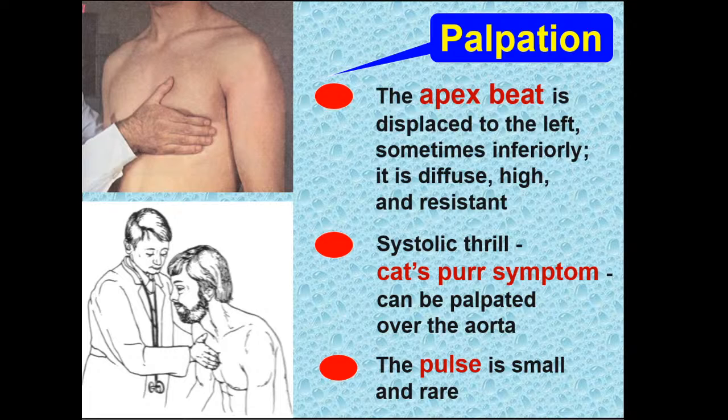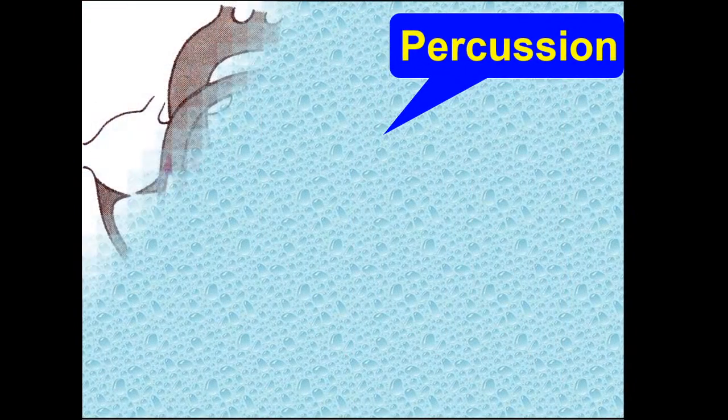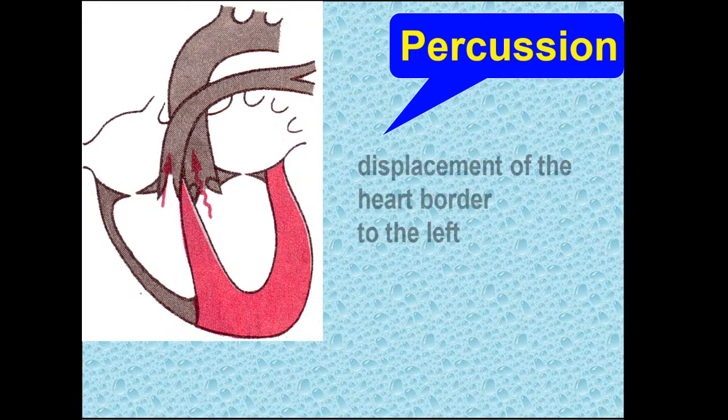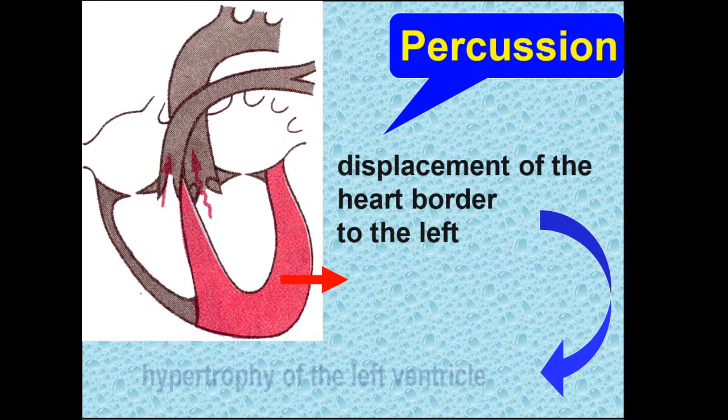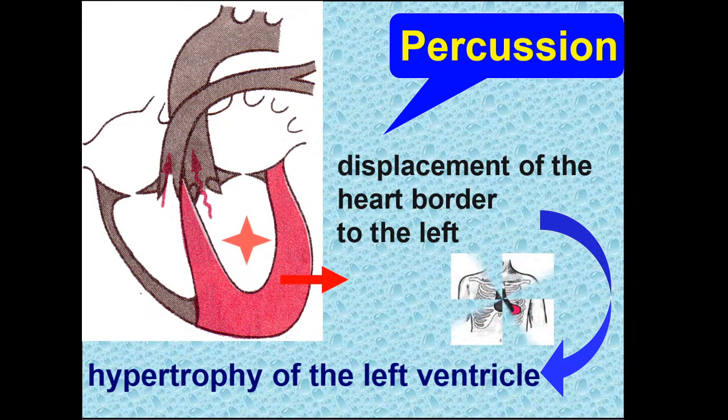And we can reveal specific characteristics of the arterial pulse. On palpation of the radial artery, we will reveal that the pulse is small, sometimes may be rare, because of difficult contraction of the left ventricle. On percussion, we will reveal a problem with only one heart chamber. The heart border is displaced to the left due to the hypertrophied left ventricle.